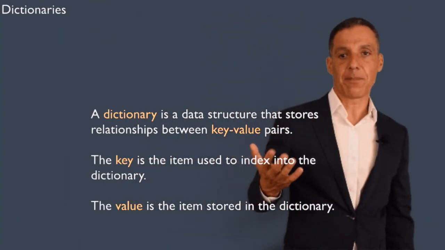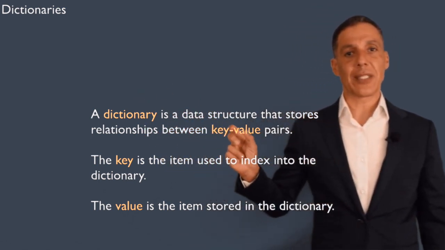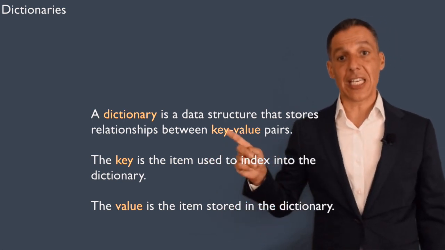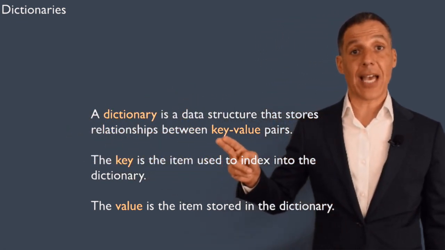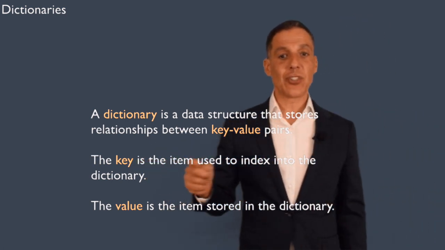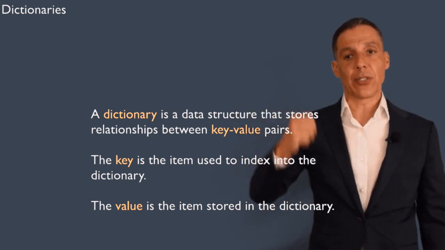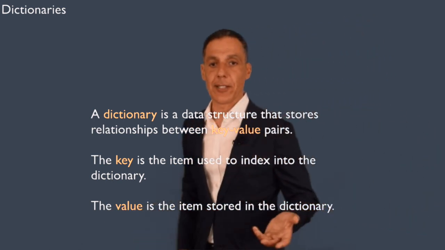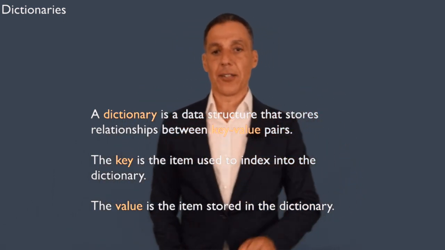All right, so here's the definition. A dictionary is a data structure that stores a relationship between key value pairs. By the way, that's what a list does too. It's just that the key is always 0, 1, 2, 3, 4, 5, 6, 7, 8, 9. In a dictionary, the key can be anything I want it to be. A key is an item used to index into the dictionary, taking the role of the 0, 1, 2, 3 that we use for lists, and the value is just the information, the data that you are storing there. Okay? So that is a dictionary. It is a built-in data structure in Python. You don't have to implement it yourself the way we did with linked lists.